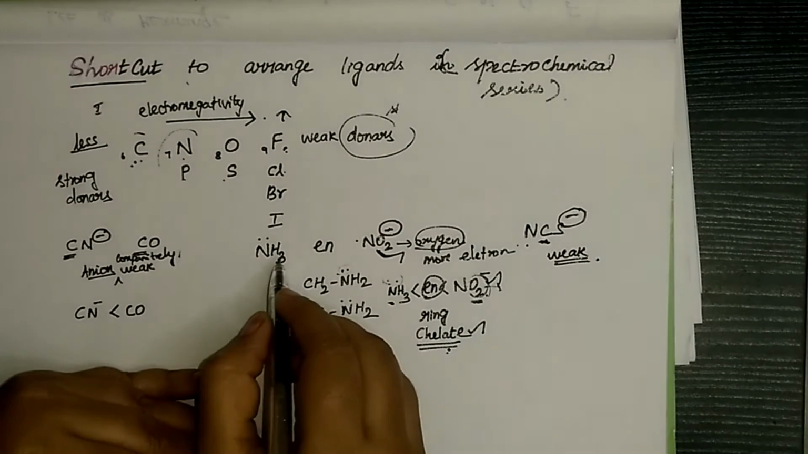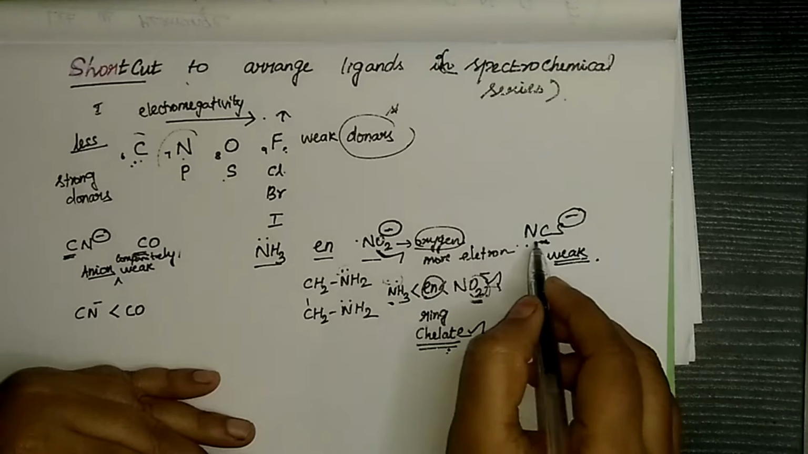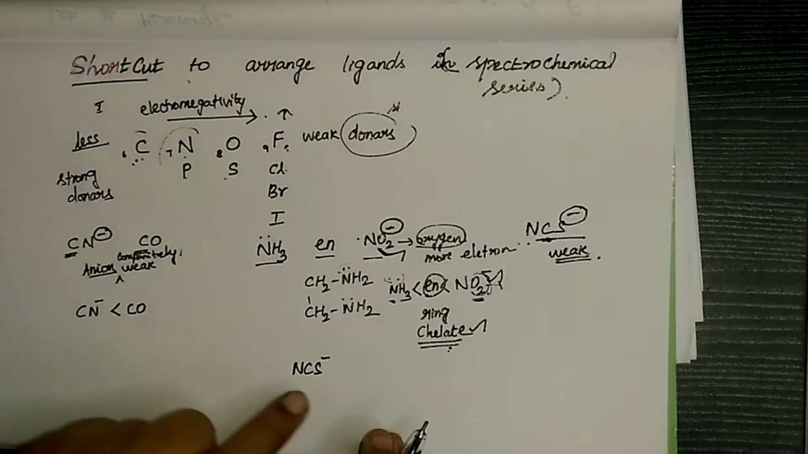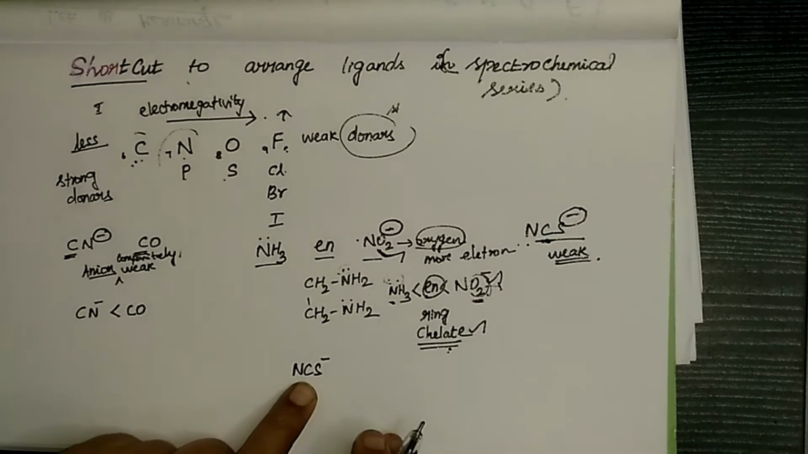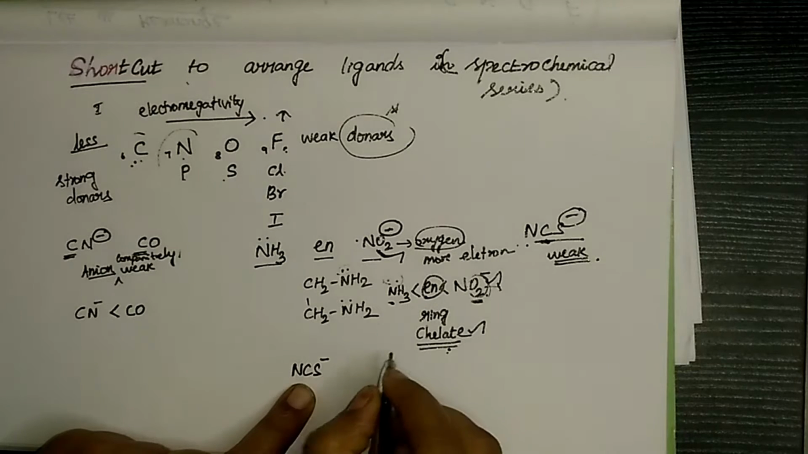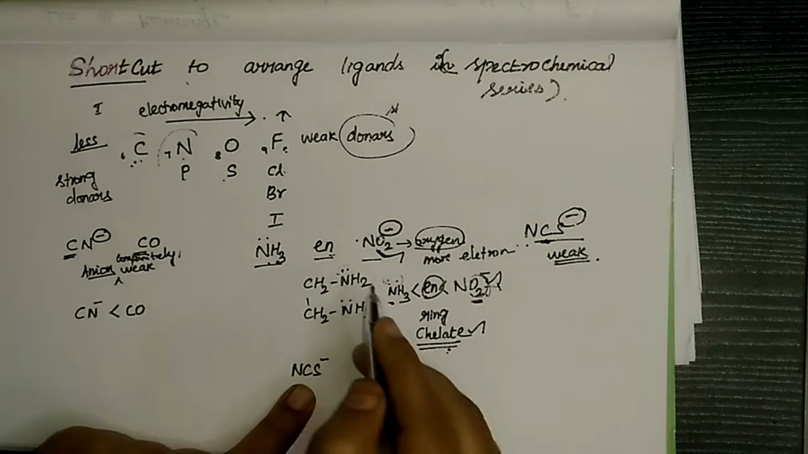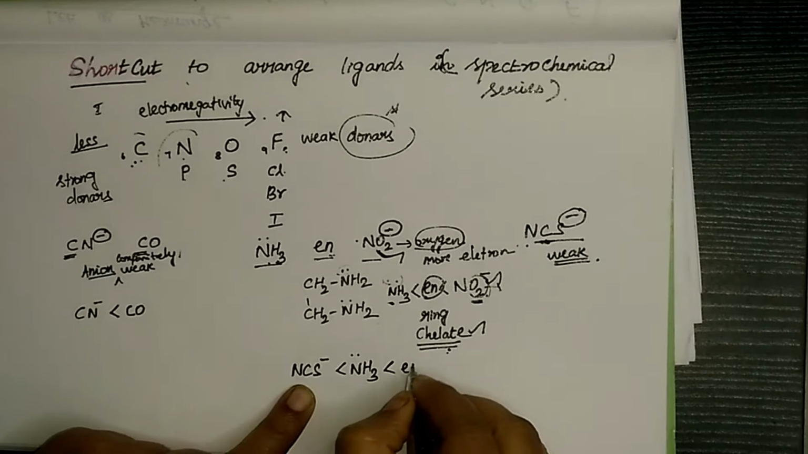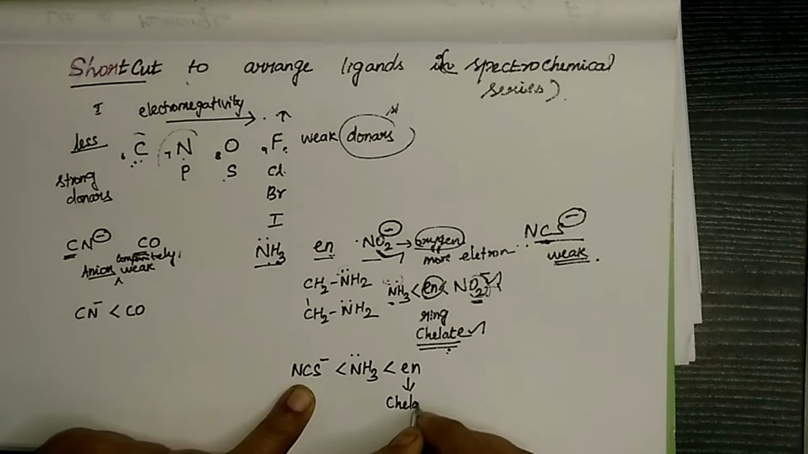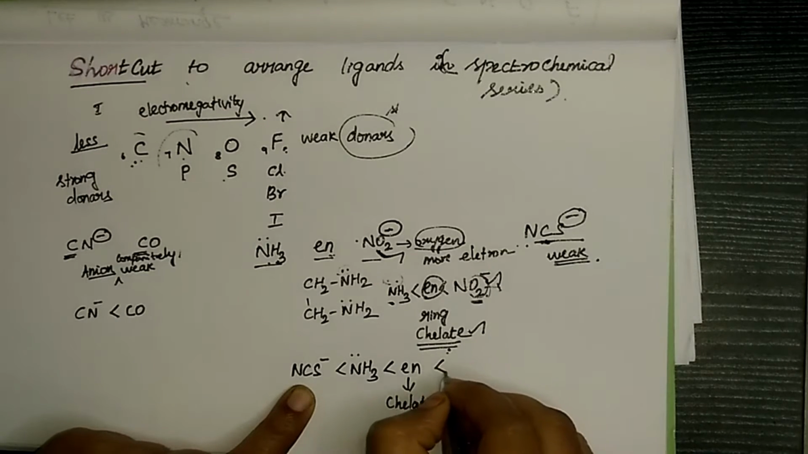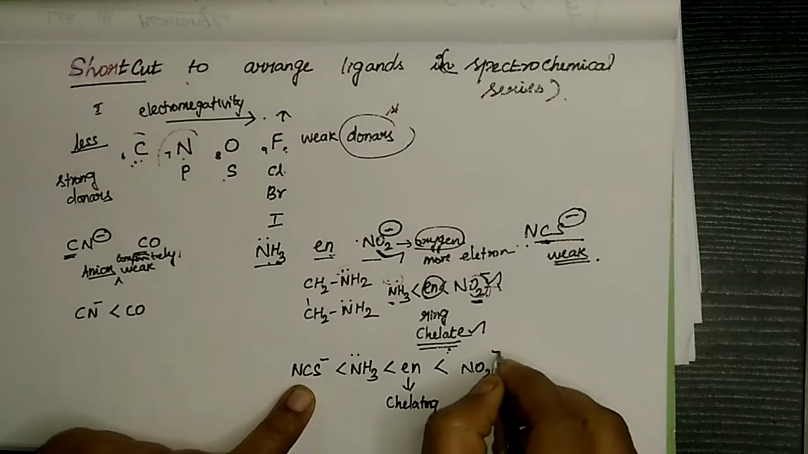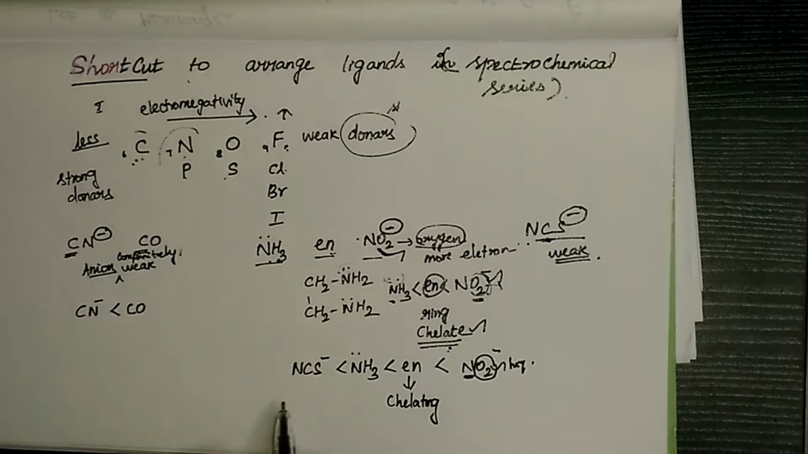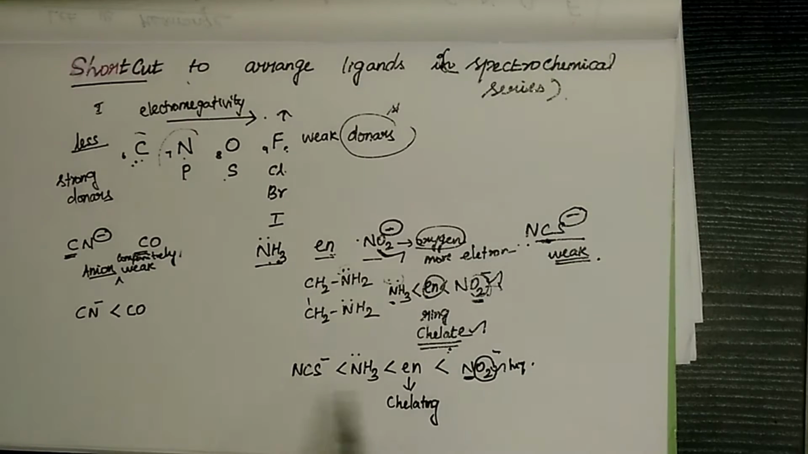You got it. So when I am arranging ammonia, ethylene diamine, NO2 and NCS, the first one comes with NCS minus because it has an anion and it is attached to a less electronegative atom. Then we have NH3, which has a lone pair of electrons. Then comes en, because of its chelating property. And then comes NO2 minus. Here N is attached to the oxygen, which is having high electronegative value. So this is the way to arrange the weaker to stronger ligand.